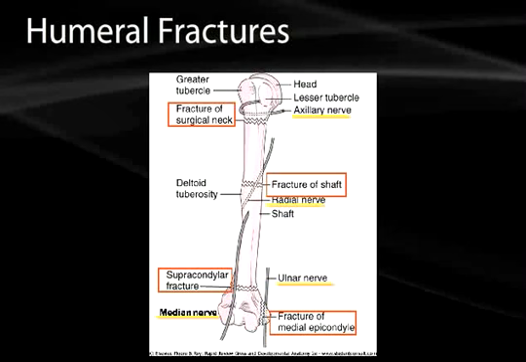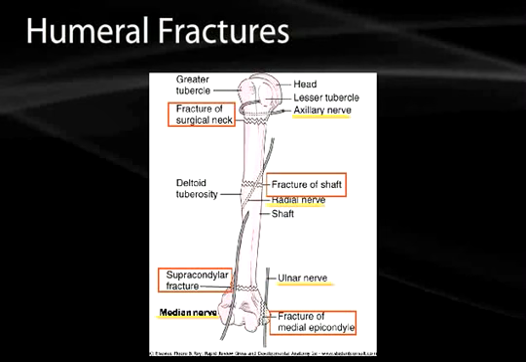Then if you have a fracture of the midshaft, you should think about whether it's above the deltoid tuberosity or below the deltoid tuberosity. Those that are above the deltoid tuberosity have the opportunity to knock out the triceps. Those that are below the deltoid tuberosity typically do not knock out the triceps, but they will knock out everything below the fracture if the radial nerve is involved. So fractures of the shaft, think radial nerve.